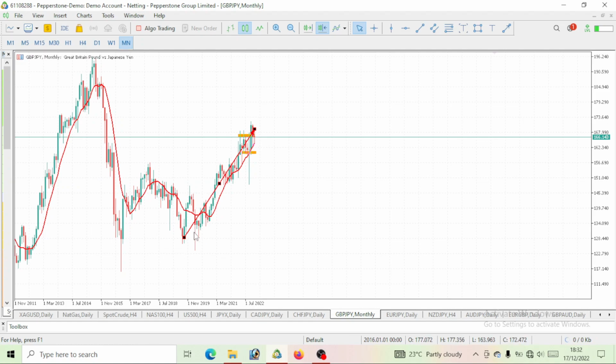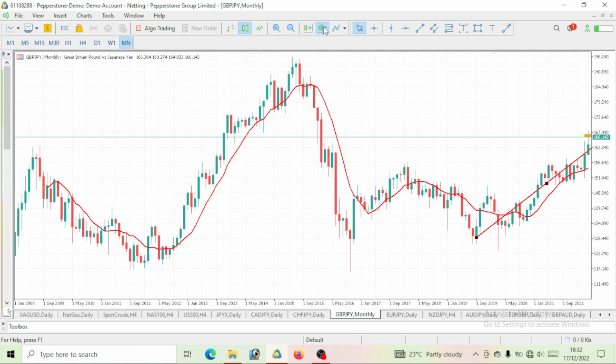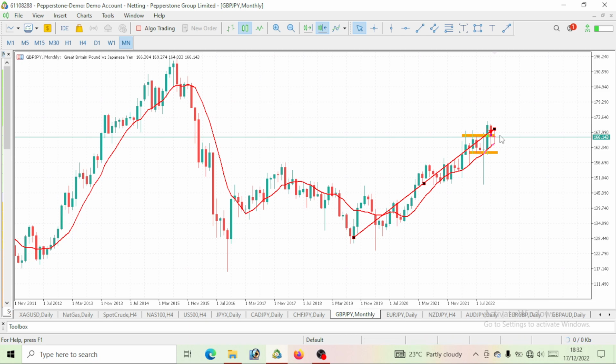But right now, if you try to see it from 2019 to 2022, you see that there is a bullish move, and it is trading above our moving average. So clearly, we should look out for one movement.